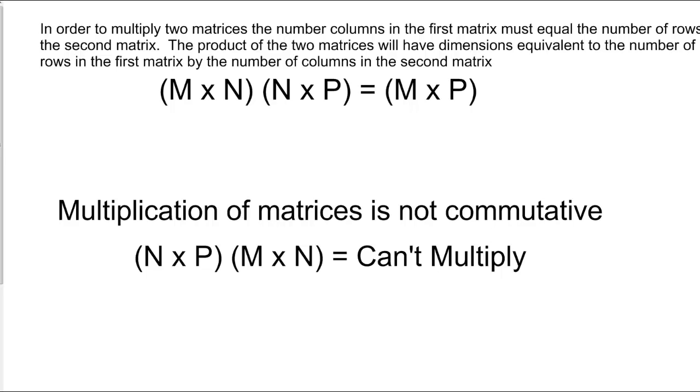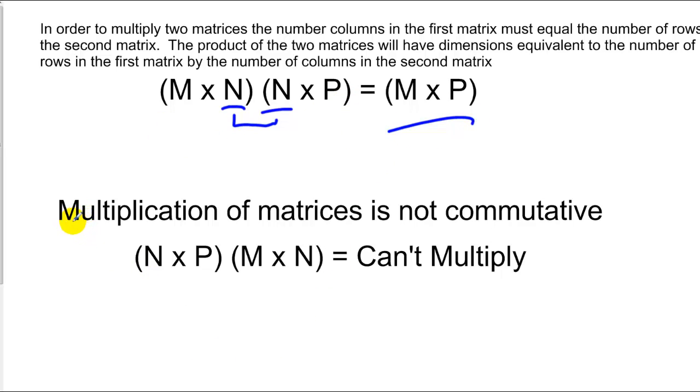So now we're going to talk about multiplying two matrices. In order to multiply two matrices, the number of columns in the first matrix must equal the number of rows in the second matrix, and the product of the two will have dimensions equivalent to the number of rows in the first and the number of columns in the second. So you'll see here, columns first, rows second must match.